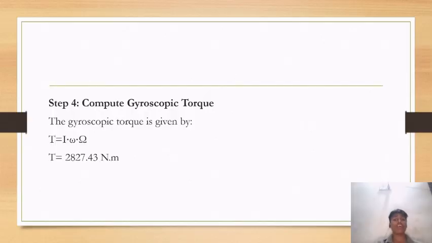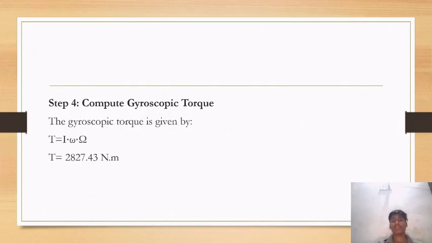Compute gyroscopic torque. We need to compute gyroscopic torque. The gyroscopic torque is given by the formula, we can see over here. As we have discussed previously, gyroscopic torque is nothing but torque equals I omega ohm. The gyroscopic torque is proportional to I omega ohm, as we have discussed earlier. After putting all the values we have got from the previous slides, the answer comes to 827.43 Newton meter.